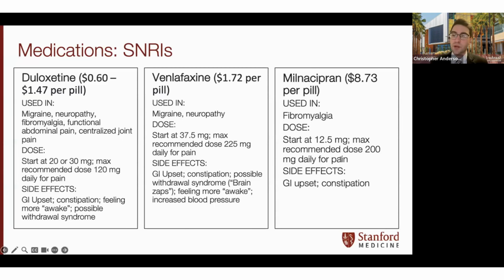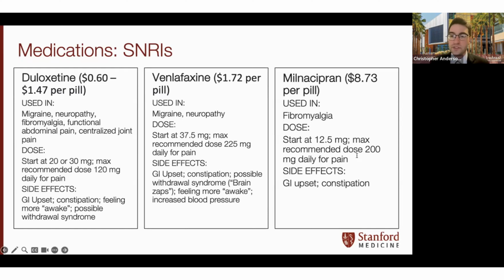Venlafaxine in the middle, it's a medication that's similar to duloxetine and is sometimes associated with increases in blood pressure, so caution should be used for patients with difficult to control blood pressure. And then milnacipran, as you can see here, is much more expensive if you were to pay for it out of pocket, and has a special indication for fibromyalgia in particular.